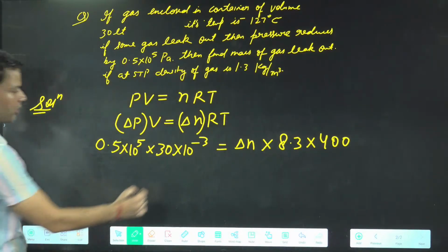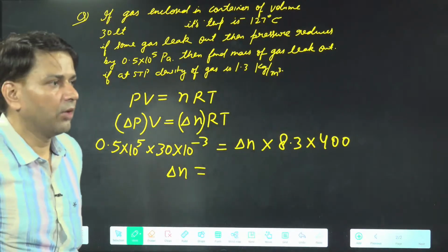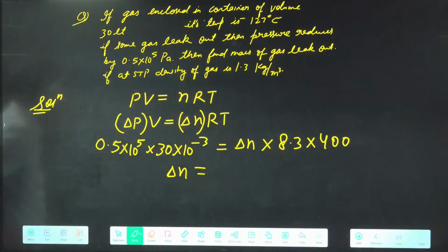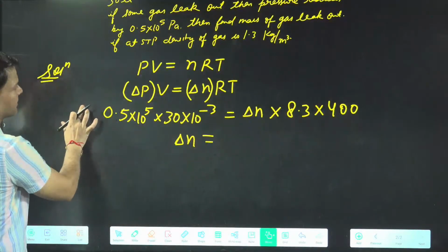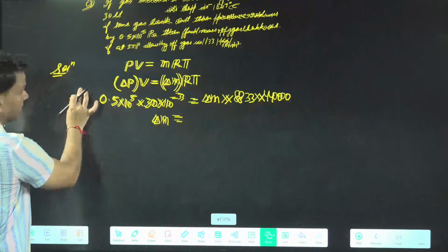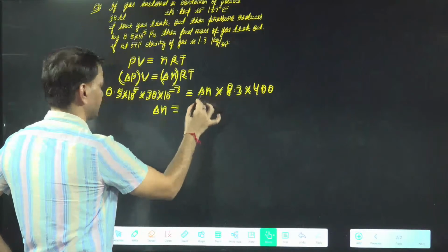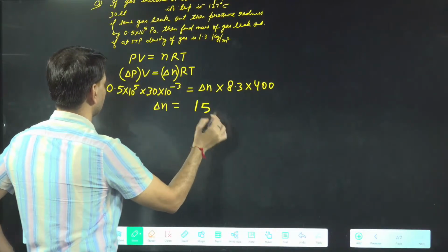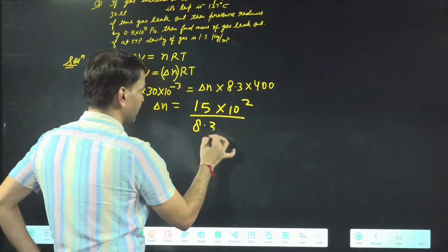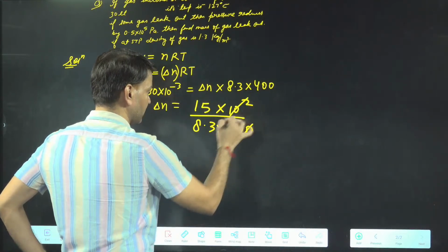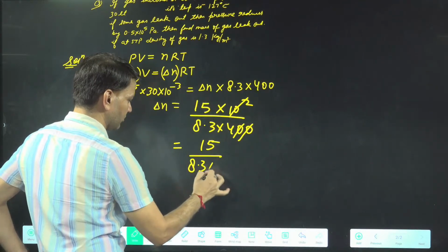So from that we have to calculate the number of moles leaked out. What is the answer? How many moles leaked out? If they are asking only the moles, from that we will get the answer. So Δn is 15 into 10 to the power 2 upon 8.3 into 400. So this 0 and that cancel out. Then 15 upon 8.3 into 4.